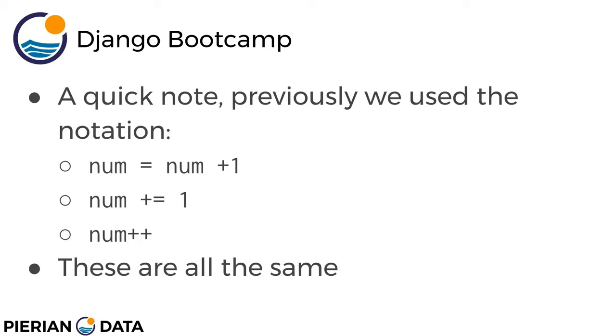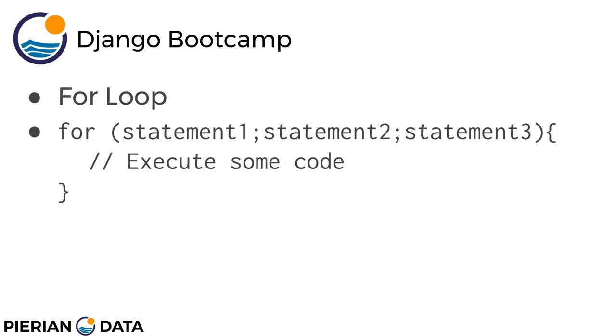So these are all the same. All three of these statements are doing the exact same thing. That's just a heads up because with JavaScript, the most common one you'll see is the very last one, num plus plus. All right, this is what the most basic version of a for loop in JavaScript looks like.